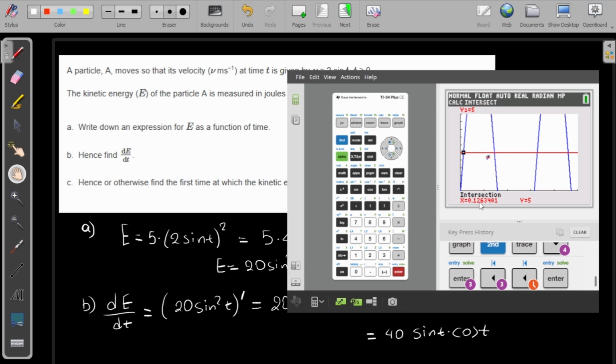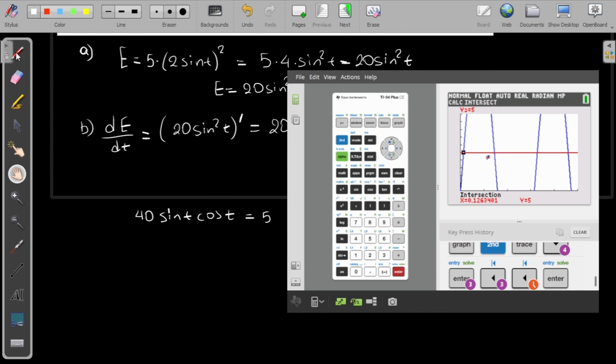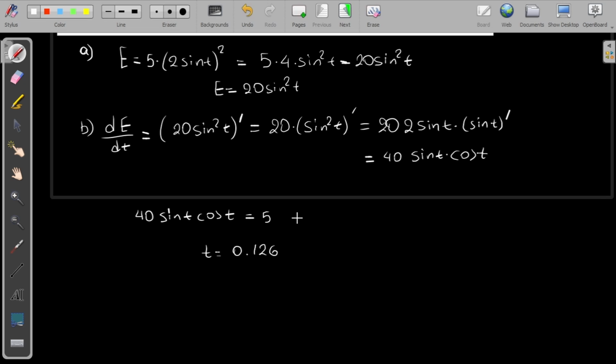When the rate is 5, the first time that happens is when t is 0.126. So here t is 0.126. If I round it, this is the answer for C.